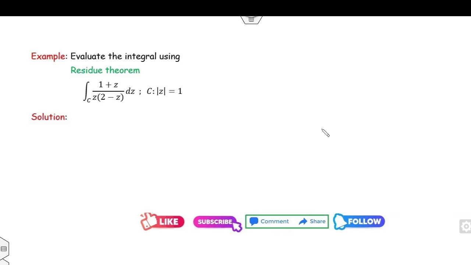In the first example, you can see how to integrate the function over the curve |z| = 1. So I consider f(z) = (1 + z) divided by z(2 - z). This is the equation of the curve. Can you draw the curve? The curve is the equation of a circle with radius 1. Now your target is to find the residue of this function.